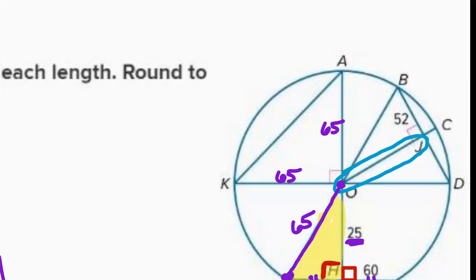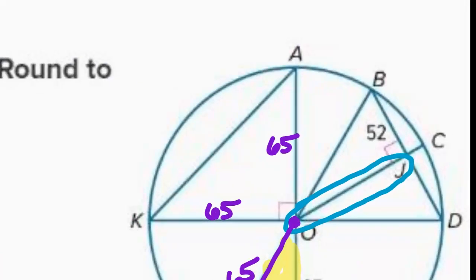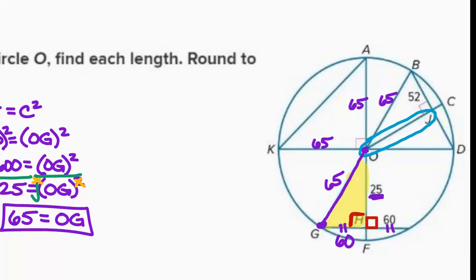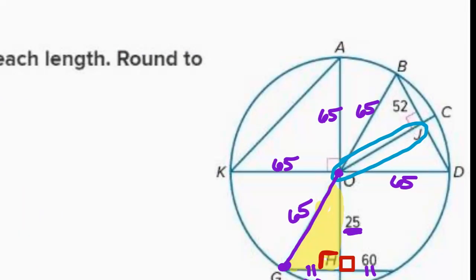What's the length from O to B? 65, because that's another radius. From O to C? 65. From O to D? 65. All of our radii have a length of 65. We're trying to find this length right here from O to J.